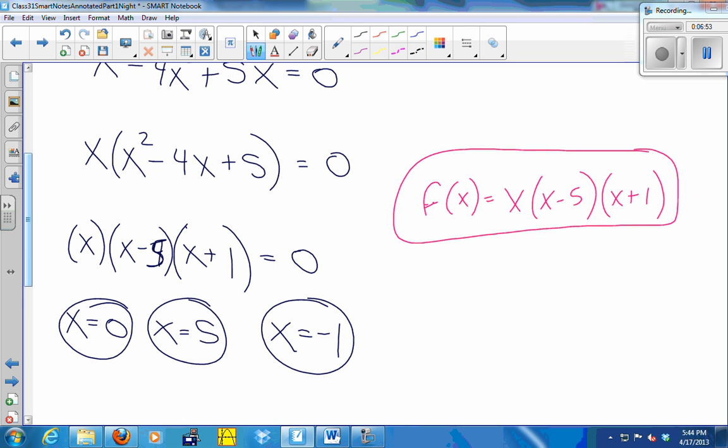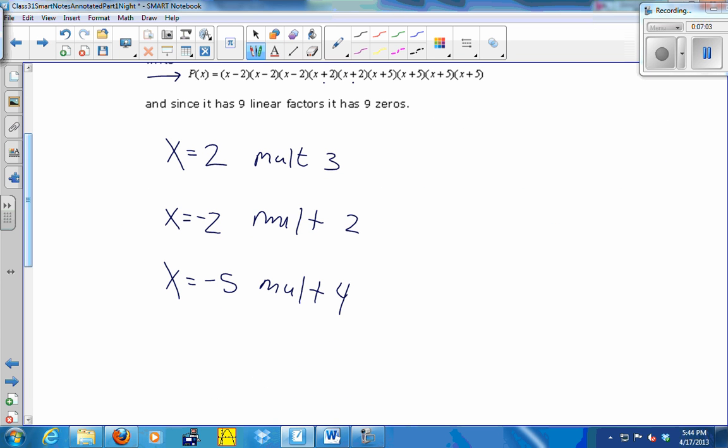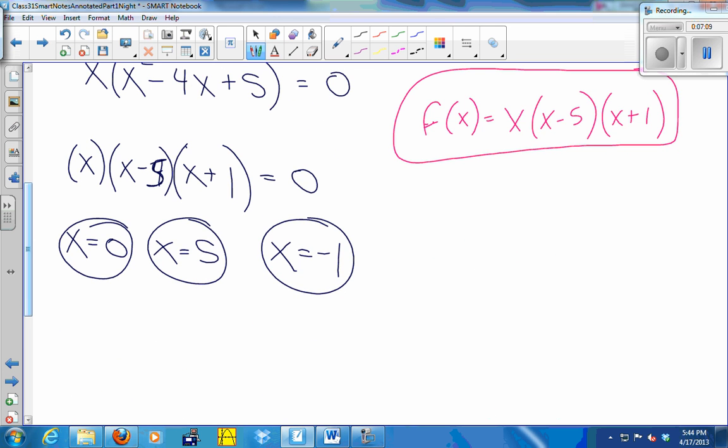So degree 3, 3 zeros, 3 factors. Degree n, n zeros, n factors. Sometimes we have to count the zeros according to their multiplicity, right? If it shows up 3 times, you have to count that as 3 zeros. Sometimes all 3 zeros are unique, right? Sometimes they're not.